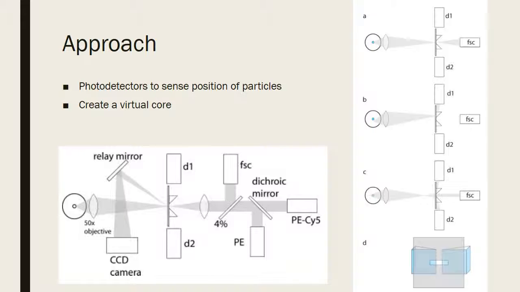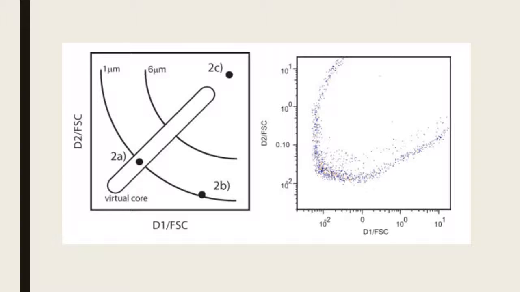Light that comes in as a result of a particle that was in the center of the stream will pass through the pinhole undeviated. However, if the light is a result of a particle that is not in the center of the stream, it will be detected by one or all 3 of the position detectors. The process described in the previous slide creates a virtual core, where only the particles in the center of the core are considered or measured. The virtual core is a result of measurements from all 3 detectors.